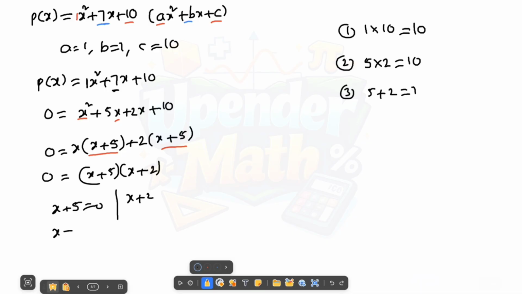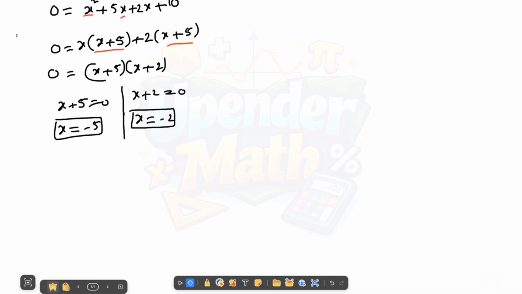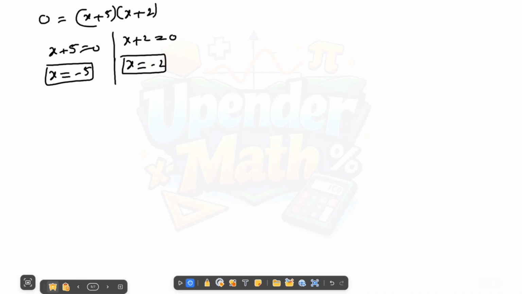We will get x is equal to minus 5, and sending plus 2 to the right side, x is equal to minus 2. So here the first zero is alpha. Let alpha be equal to minus 5, the first zero, and beta be equal to the second zero, minus 2.